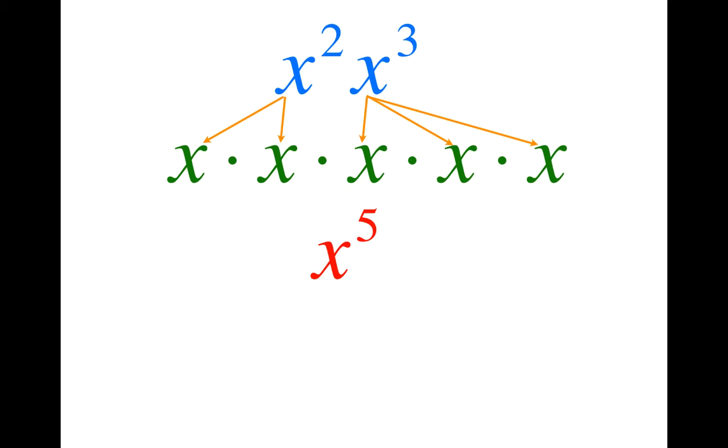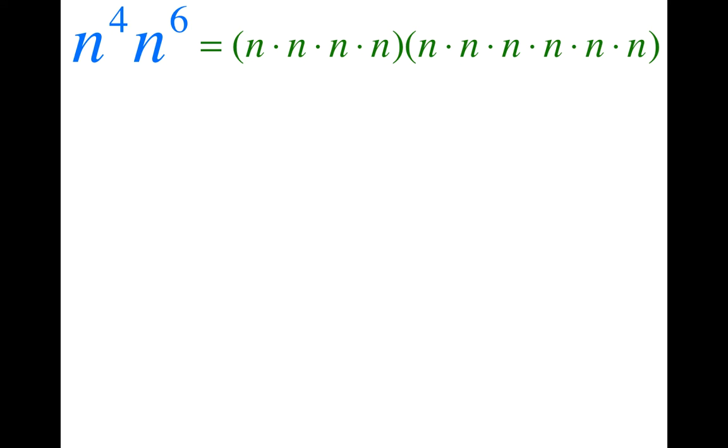Well, let's look at another example. What if you have n to the fourth times n to the sixth? We could write that out and expand it. We know n to the fourth is n times n times n times n, and n to the sixth is n times n times n times n times n times n, and that basically means we have n to the 10th, because there are 10 n's all being multiplied together there.